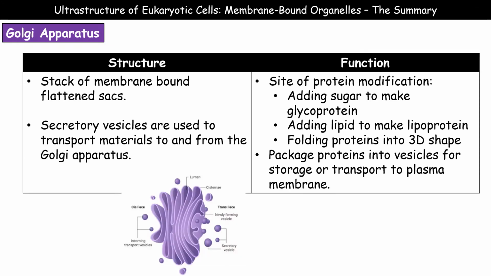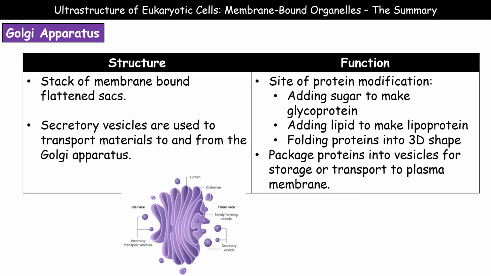Next up in our membrane-bound organelles is the Golgi apparatus, sometimes referred to as the Golgi body in certain texts and books. Now, what we actually have here is a stack of membrane-bound flattened sacs. And if we look at the picture, you can see that it actually looks quite similar to the endoplasmic reticulum. Now, this is where we need to be careful, because they can give you various diagrams or microscope images of the ultrastructure of cells and ask you to identify something that is basically a stack of membrane-bound sacs.